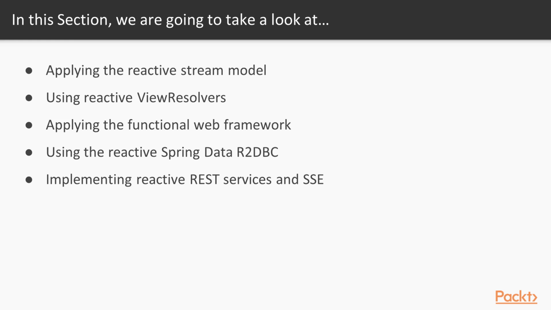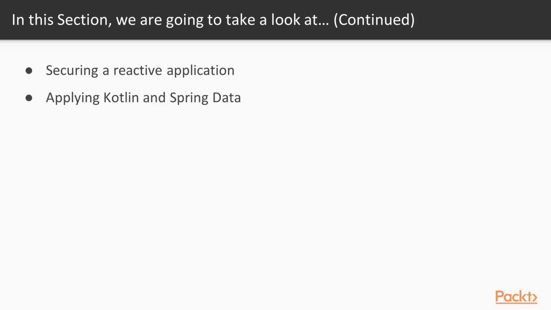This chapter will start from building a reactive web application, starting from its data persistency layer up to the view resolver, and then the discussions will be channeled to applying the functional web framework, using the new reactive Spring Data R2DBC for implementing reactive JDBC transactions, building reactive RESTful services and SSE resources, and of course, securing our new reactive application.